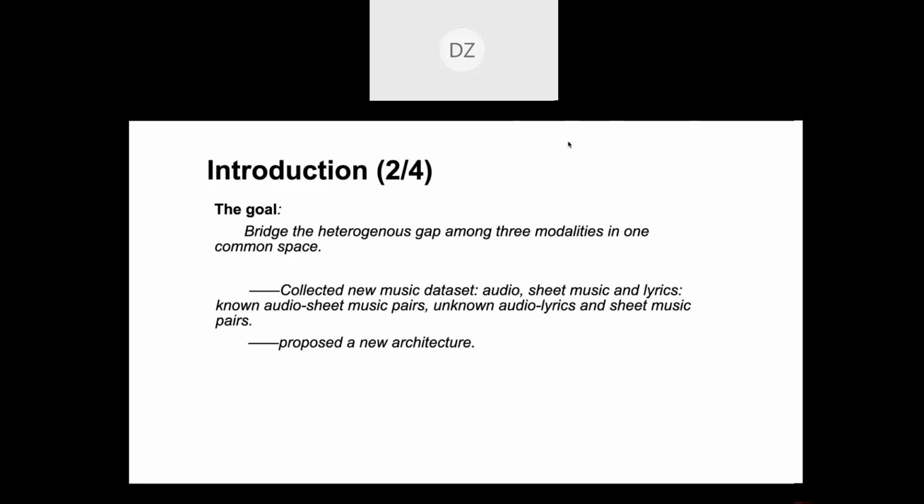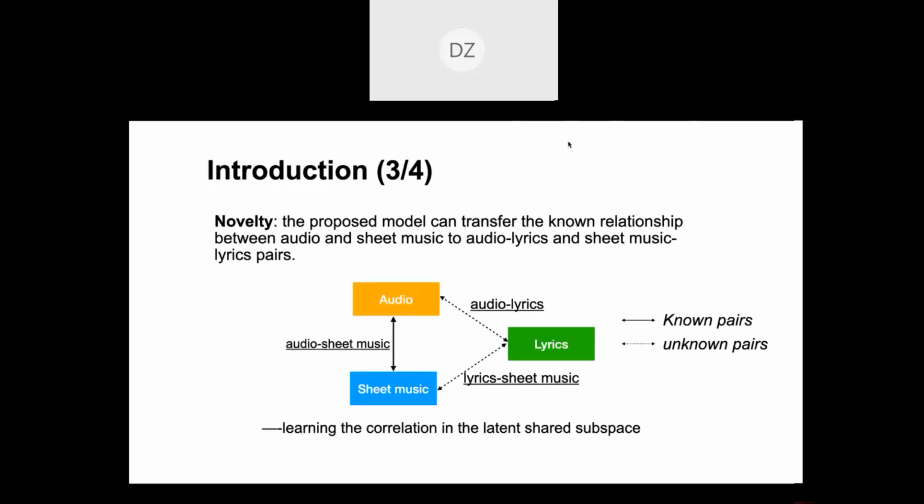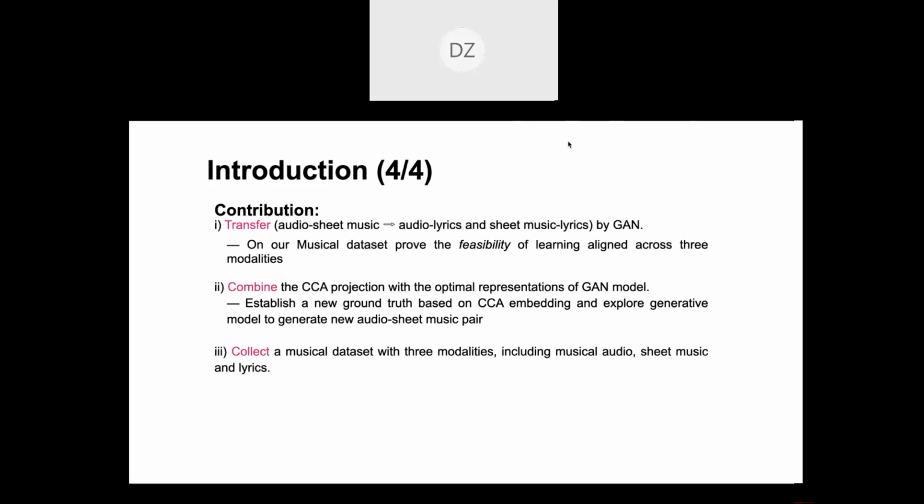And also we propose a new architecture. As the figure shows, the audio and the sheet music pair is known, and the other two pairs are unknown. So the novelty of this work is that the model can transfer the known relationship between audio and sheet music to the audio and lyrics and sheet music and lyrics pairs by learning the correlation in the latent shared subspace. As for the contributions of this work, firstly, it can transfer knowledge by the GAN. And the model on the music dataset proves the feasibility of learning the alignment between different modalities.